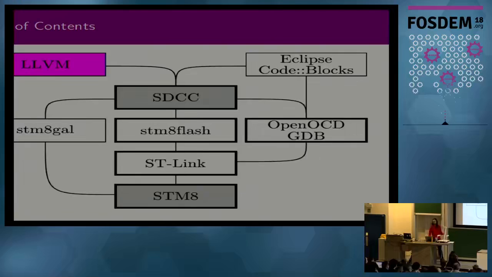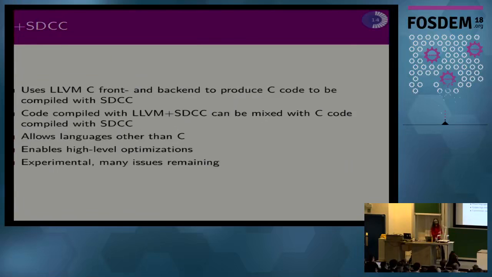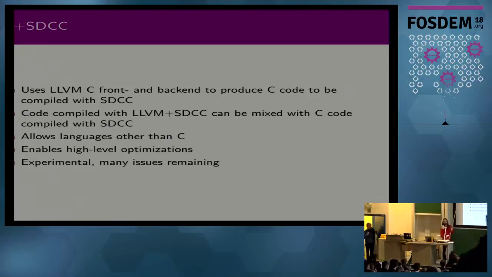Since we're talking about compilers, a few quick words about the LLVM plus SDCC toolchain. Basically, the idea is we use the LLVM C frontend and backends. Now the C backend is no longer officially part of LLVM, so it's a separate project. It outputs C code that is then fed into SDCC. This allows us to use the language frontends for other languages than C, and the high-level optimizations from LLVM.